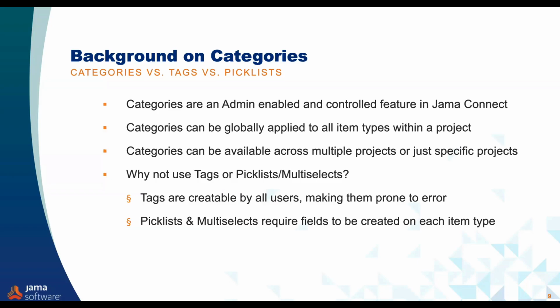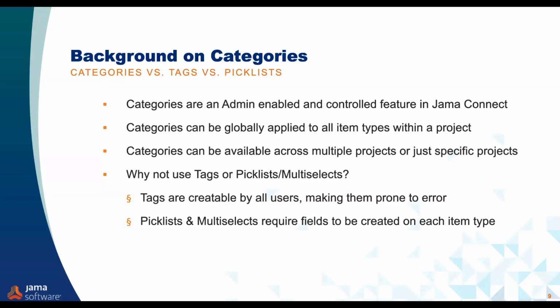First and foremost, categories are admin enabled and controlled. So your general user can't populate a category. They can assign information to a category, but they can't create new ones, which means that unlike tags, this is kind of configuration managed by your admins. Pick lists are also configuration managed by your admins. However, they aren't globally accessible to all item types. You're going to have to create a field for every single pick list that you want assigned to different item types. Categories, however, can be globally applied to an entire project or to the whole instance of Jama.